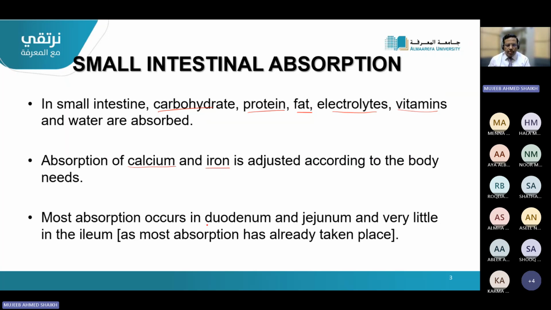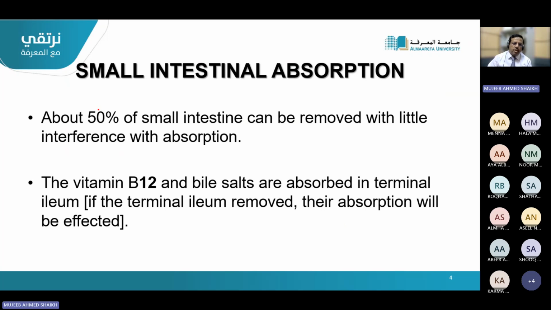As I told you in the previous lecture, most of the absorption takes place in the earlier part, that is the duodenum and jejunum. The last part is mainly for vitamin B12 and bile salts. So 50% of the small intestine can be removed if there is a problem, not unnecessarily, but if there is a tumor or blockage, it can be surgically removed. Except for the last third, where vitamin B12 and bile salts are absorbed, you have to think about it: if you remove that, then the person may have a deficiency of vitamin B12 or indigestion of fat.